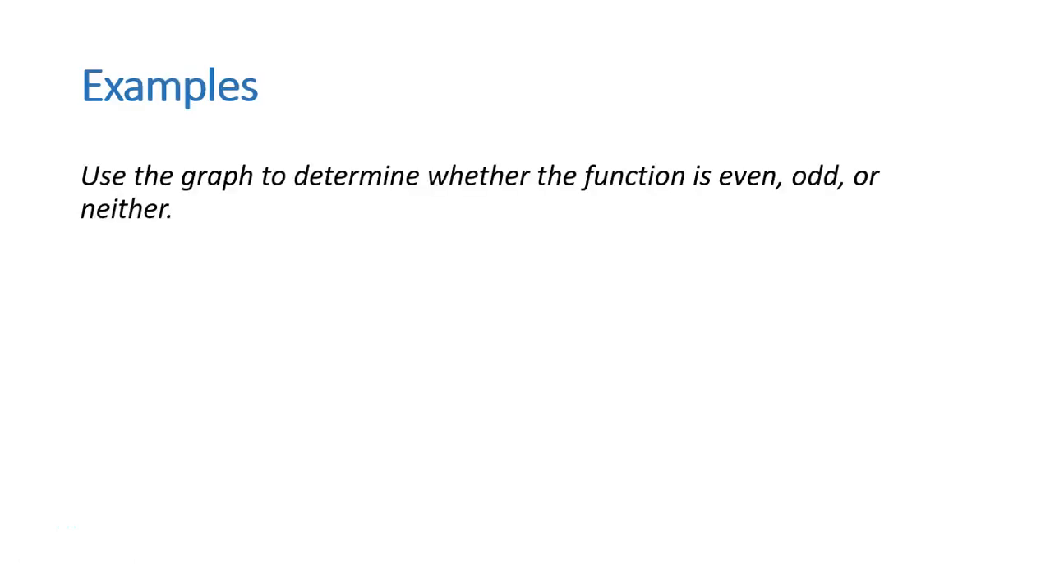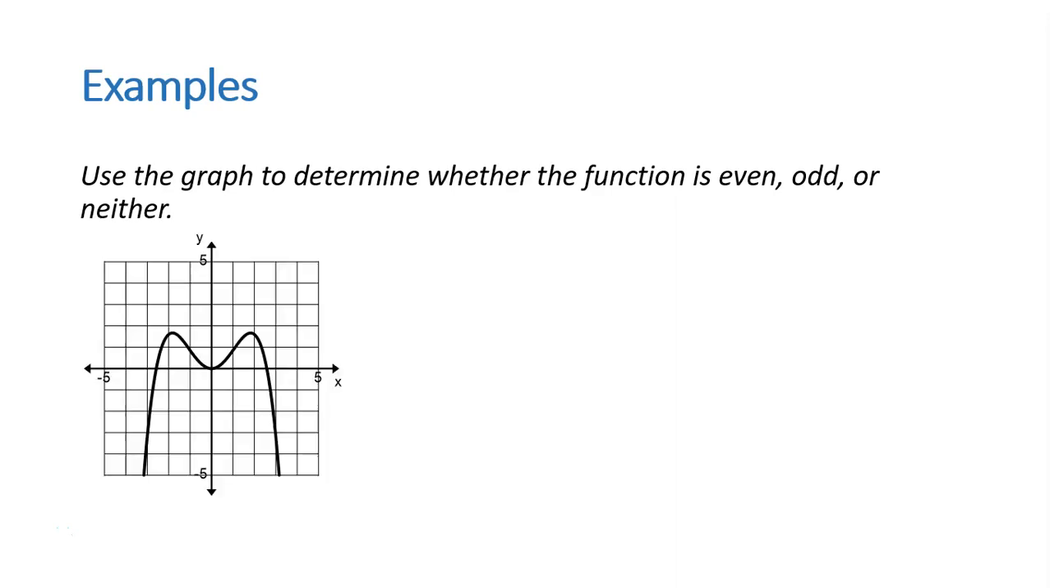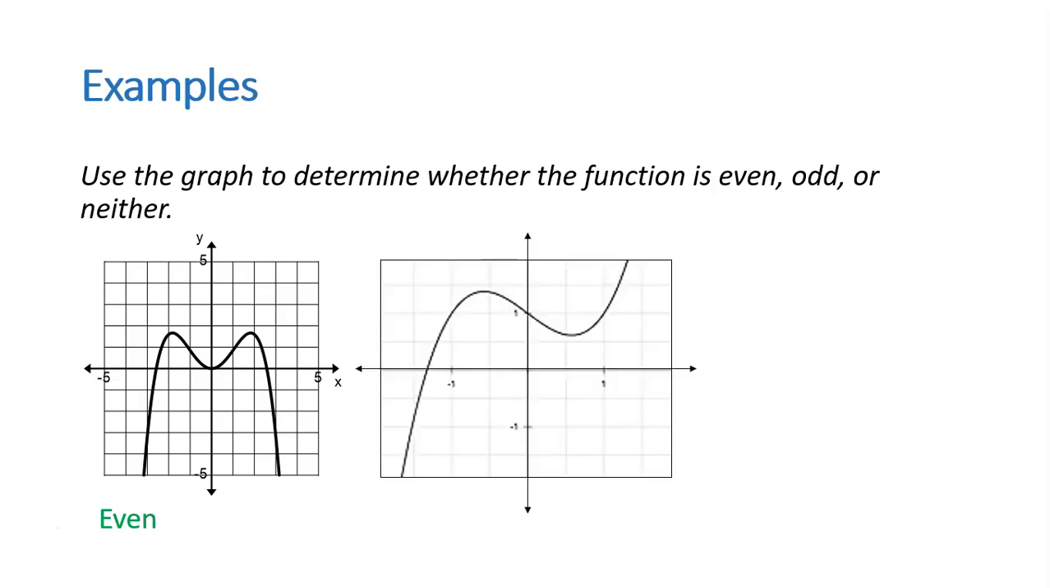So let's start by determining even and oddness from a graph. So we're going to use the graph to determine whether the related function is even, odd, or neither even nor odd. So let's look at our first graph. Our first graph definitely has y-axis symmetry. There's a mirror image across the y-axis. Y-axis symmetry means the function is even. So in this case, whatever function generated this graph is an even function.